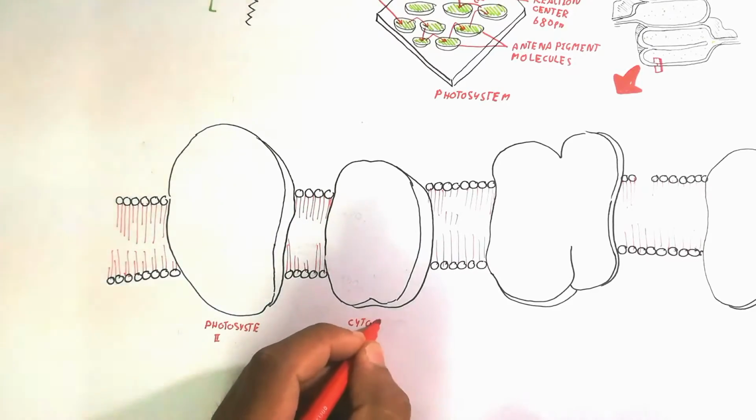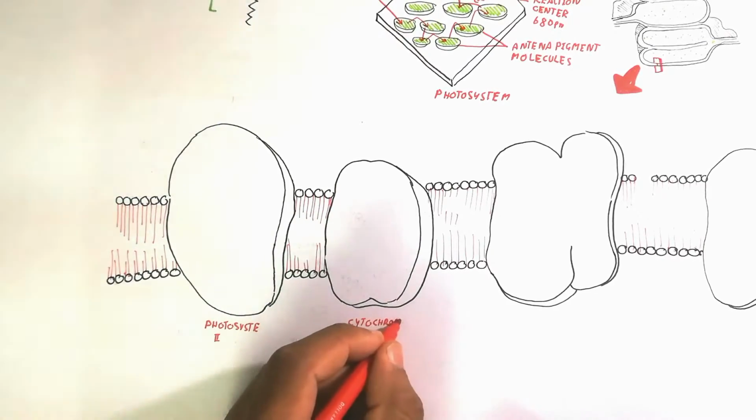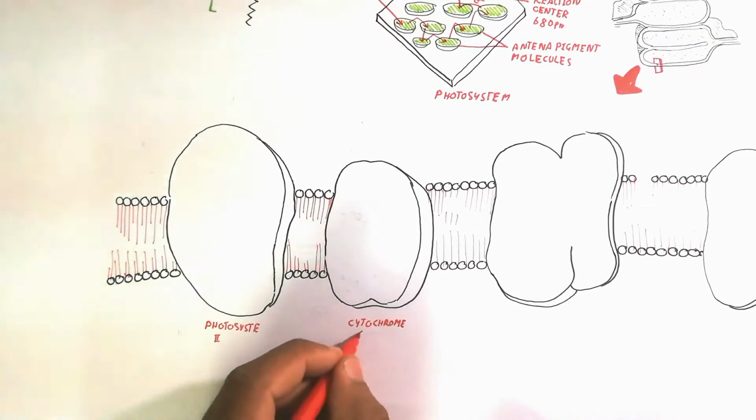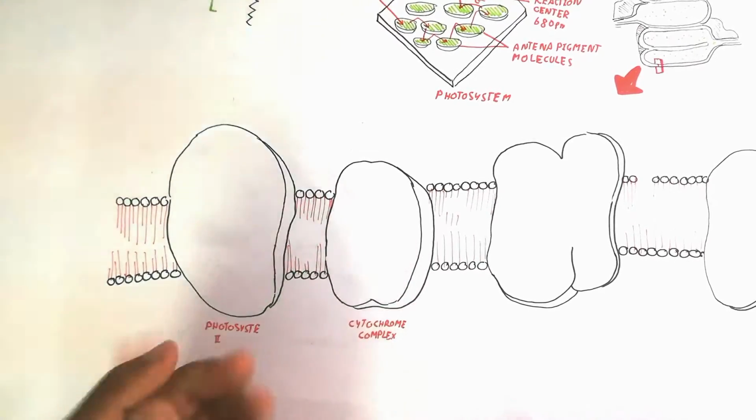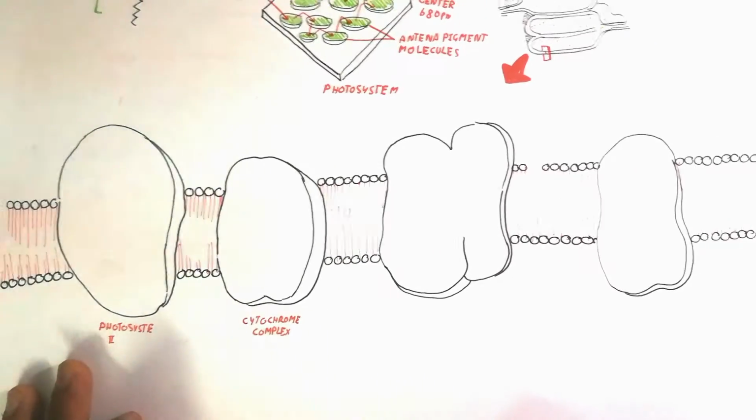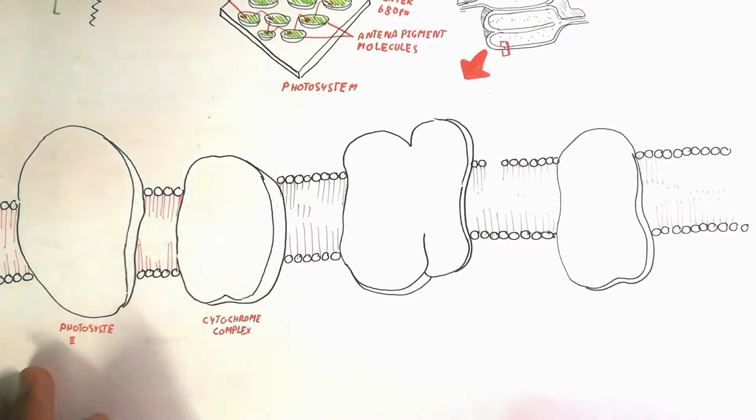Now we will discuss the transporter proteins that are also present. Here is the photosystem 1 to cytochrome complex. Okay, so cytochrome complexes contain different types of elements. First of all, we will talk about the photosystem.